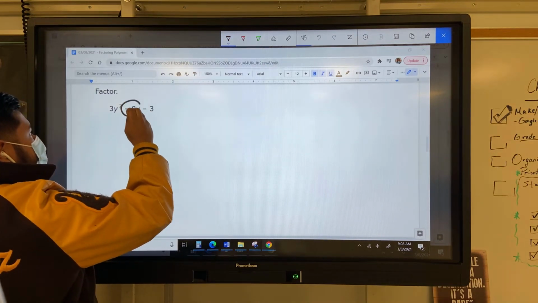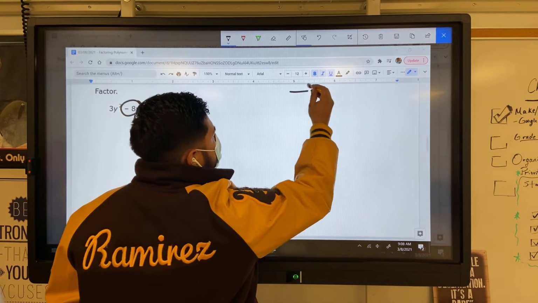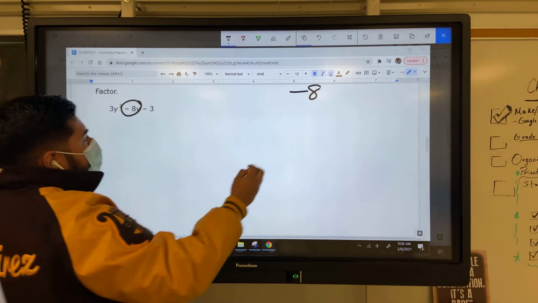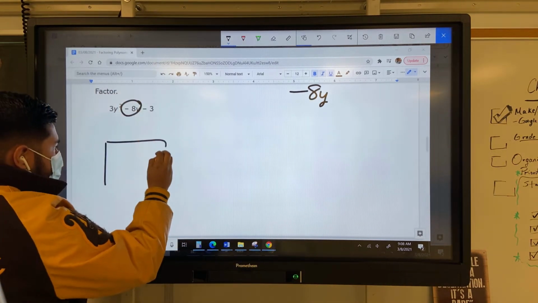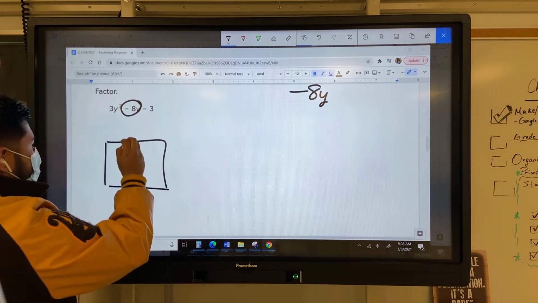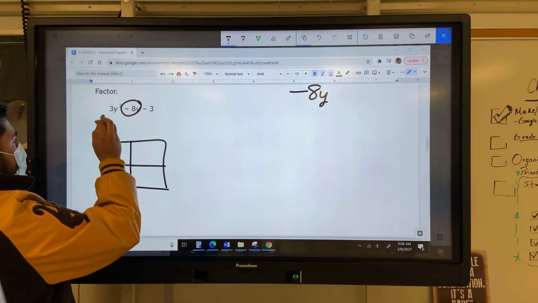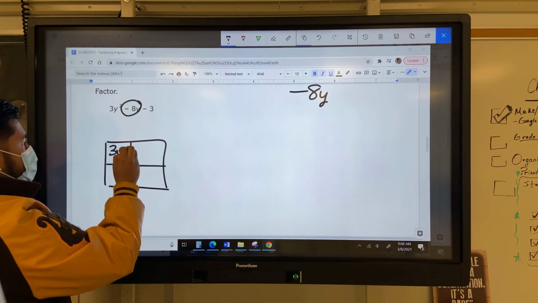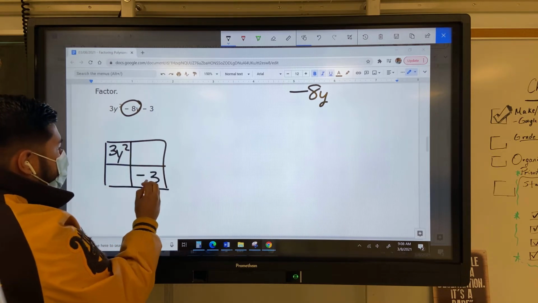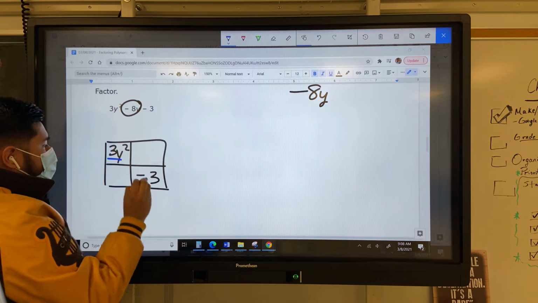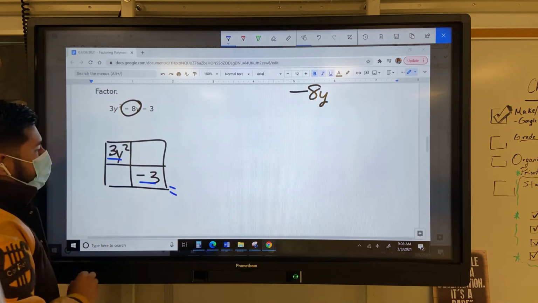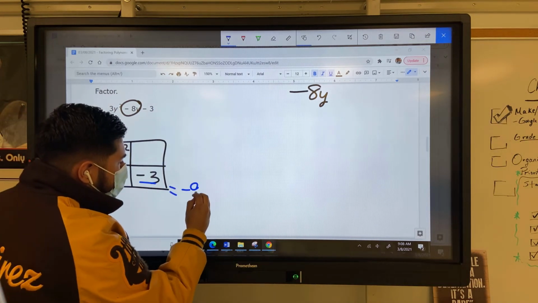Okay, I'm going to circle negative 8. Negative 8 is the one I want. Oh, the y. Box. Got 3y squared. Got negative 3. Multiply these two. 3 times negative 3 gives me negative 9.